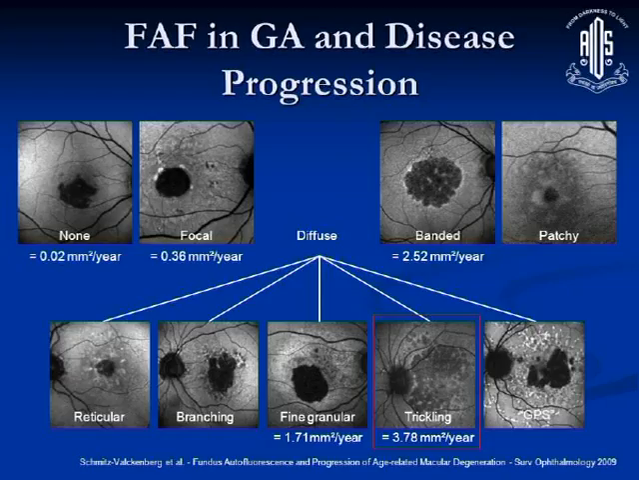Now, this is a very interesting study that showed that when these subgroups were analyzed over an 18-month period, there was a different rate of progression of the atrophy. The highest rate was in the diffuse trickling subtype group, where the geographic atrophy progresses at a rate of 3.78 square millimeters per year.